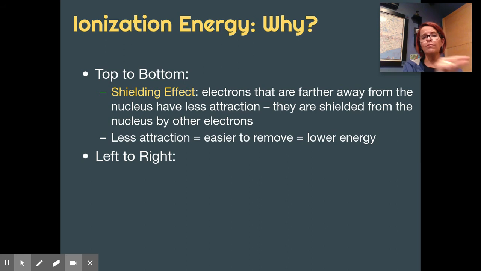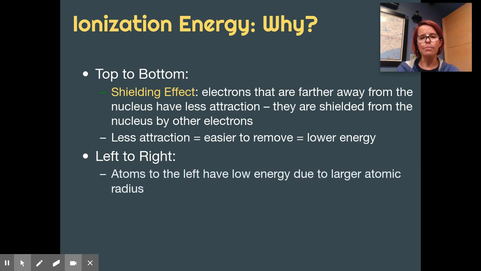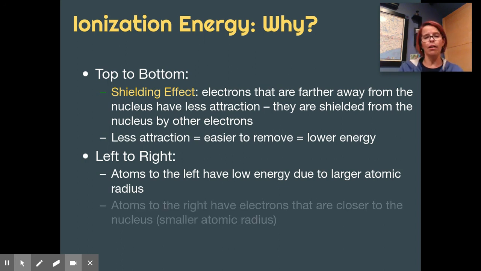However, as we're moving from left to right, atoms to the left have low energy due to a larger atomic radius. So remember, sodium had a pretty big atomic radius. It has that one electron that's floating around in an S shell because it couldn't fit into the neon tiny, tiny little atom. So it's way out there, and so it's easy to pluck that sodium one electron off.